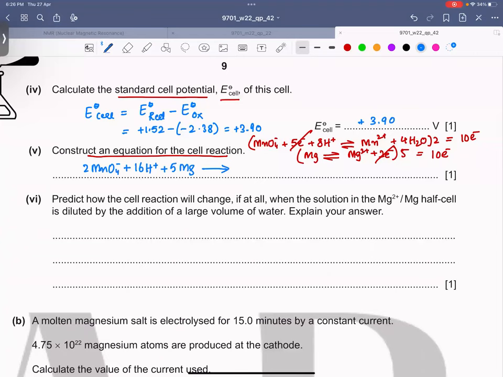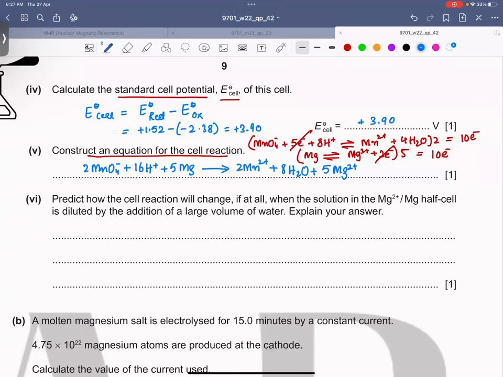Now on the product side, 2 times Mn2 positive gives me 2 moles of Mn2 positive. And 2 times 4 moles of water gives me 8 moles of water. And 5 times 2 moles of magnesium gives me 5 moles of magnesium 2 positive ion. Is this clear? Yes.